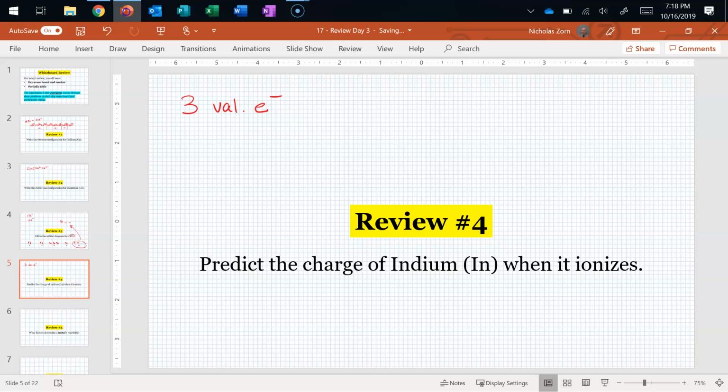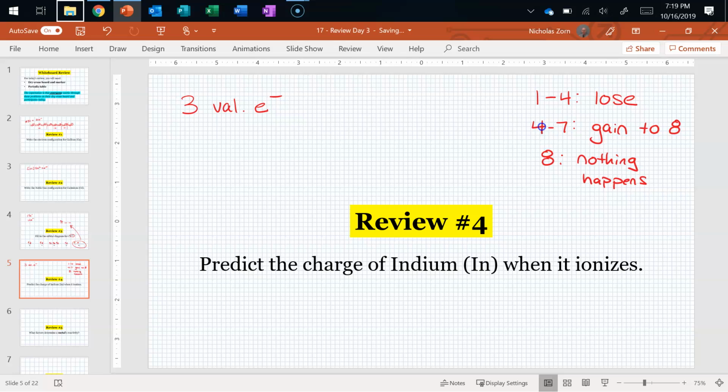Okay, so since it has 3 valence electrons, let me just write this off to the side. If you have between 1 and 4 electrons, you are going to lose. If you have between 4 and 7, you are going to gain, and I'm going to clarify here, gain to 8, because we want to have 8. If we have 8, you're cool, nothing happens. You have a full outer ring. Okay, so indium has 3 valence electrons.